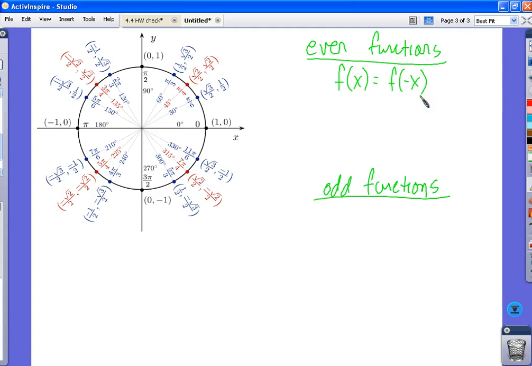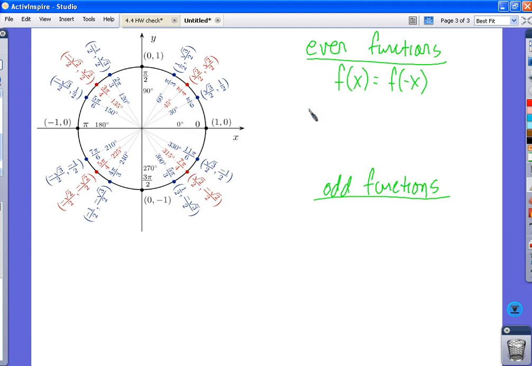See if we can find an even function. Whether we go positive angle or negative angle, we should get the same thing. If we get the same thing, that would be called an even function. So let's see. Here's positive 60. Where's negative 60? Down here, yeah, coterminal with 300. So whether we go positive 60 or negative 60, we have the same sine, the same cosine.